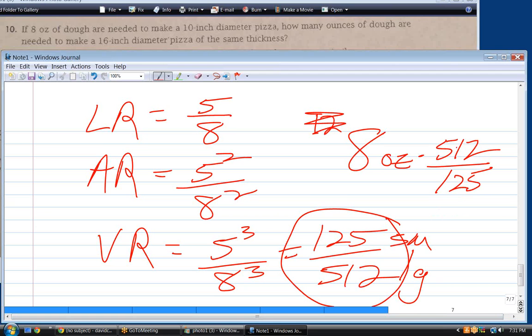So, in other words, if you have your calculator, go ahead and put that in. You should always have a calculator in front of you. Okay, go ahead and multiply that number out. 8 times 512 divided by 125. That's 32.76. Wow. 4 times as much dough to make a 16-inch pizza than a 10-inch pizza. That's pretty astounding, isn't it?